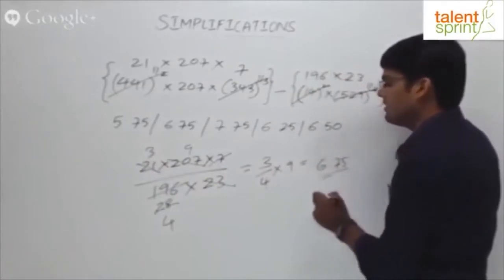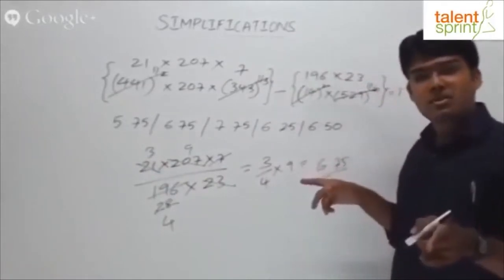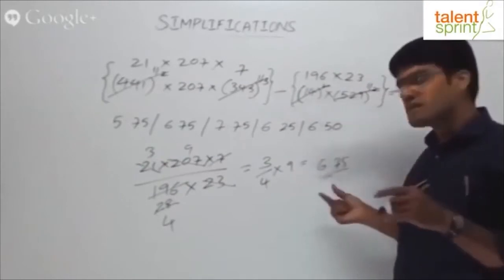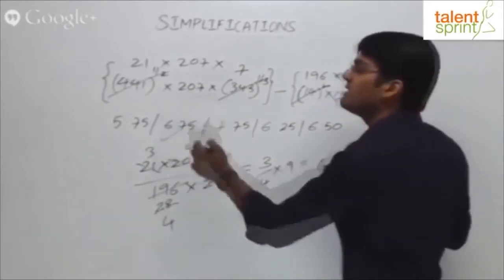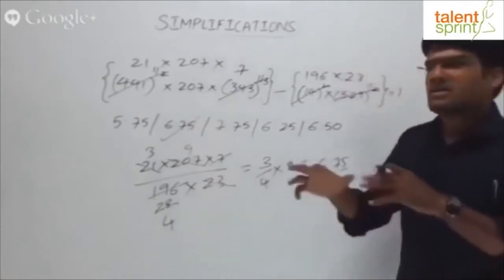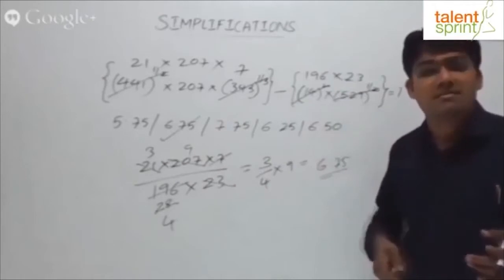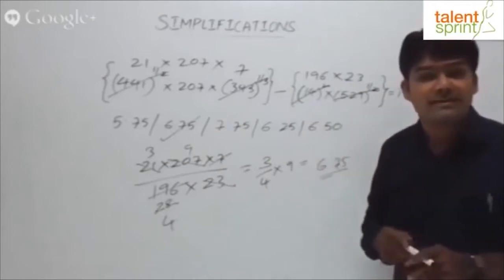6.75. Yes or no? 3/4 of 8 is 6. 3/4 of 1 is 0.75. So 6 plus 0.75, 6.75. So the answer for this one is 6.75. So this is all you need to do. Simple calculations, try to do it as quickly as possible. Follow the bottom-up rule and you'll be getting the right answers.